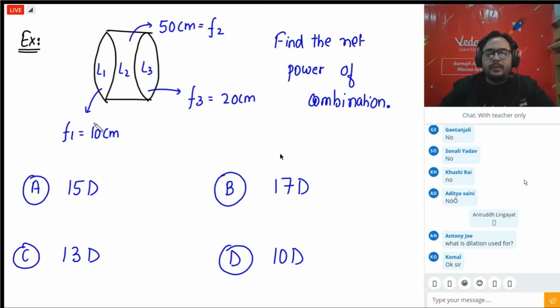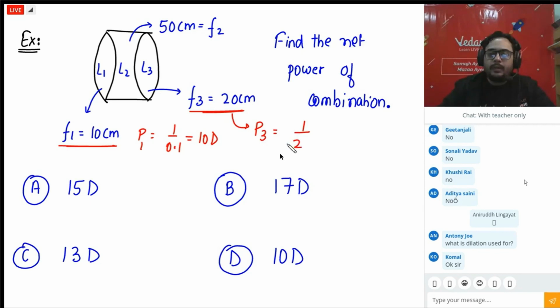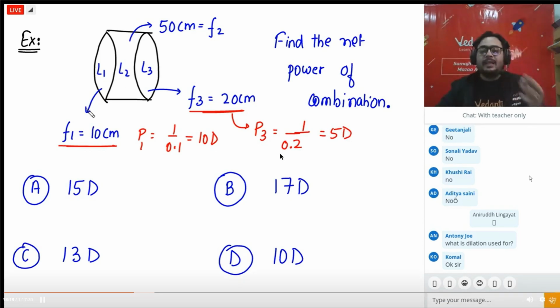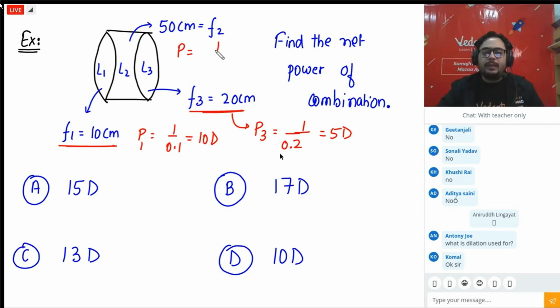So you have to understand one thing. This is converging. So focal length will be taken positive. So this is 1 by 0.1 meter, which is 10 diopter. This is also converging. So focal length will be taken positive. So P3, I can simply say 1 by 0.2, and this will become 5 diopter. But the lens which is between them is a diverging lens. So its focal length you have to take negative, and the power you will get is 1 by minus 0.5, which is minus 2 diopter.